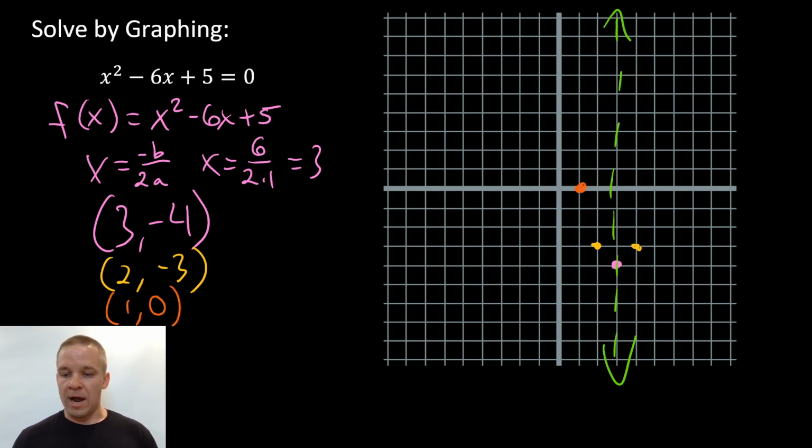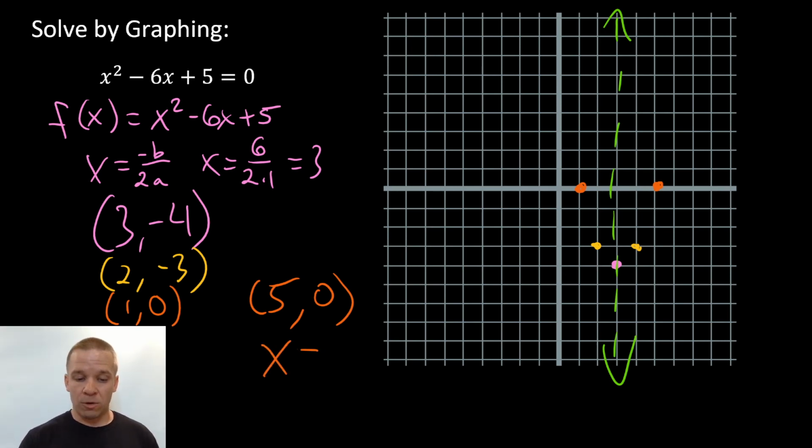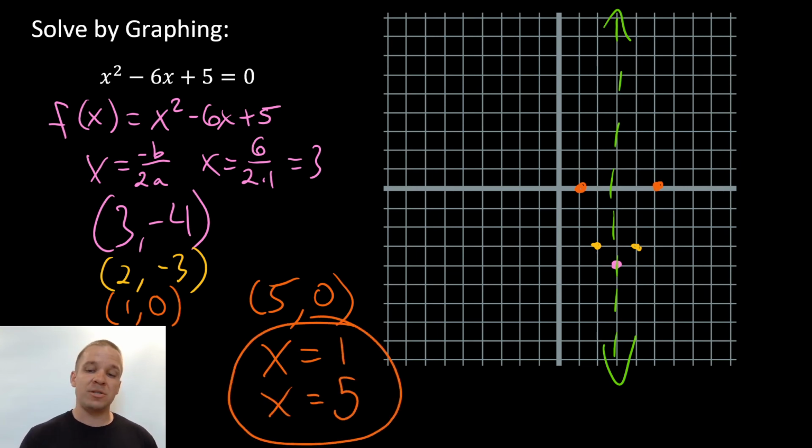Woo! All right. And if I were to plug in positive 5, we'd also end up getting 0, right? I would reflect that over my axis of symmetry and get my other one. So when I'm solving this by graphing, here's how I write my answer. x would equal positive 1 and x would equal positive 5. Those are my two solutions.